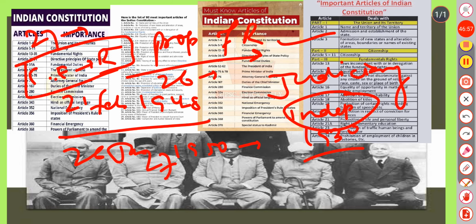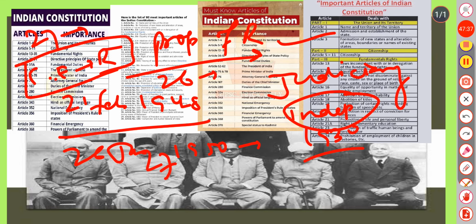Now next, move to Article 32, that is also called remedy for the enforcement of rights conferred by this part. Now Article 33, power of Parliament to modify the rights conferred by this part in their application to forces, etc. Article 34, restriction on rights conferred by this part while martial law is in force in any area. And Article 35, legislation to give effect to the provisions of this part, right.